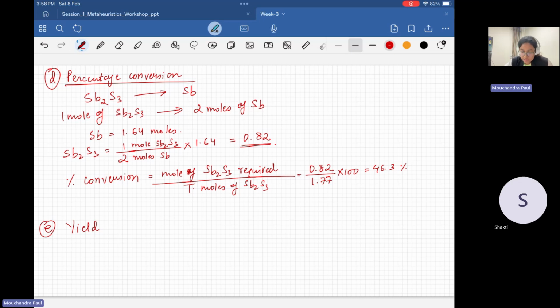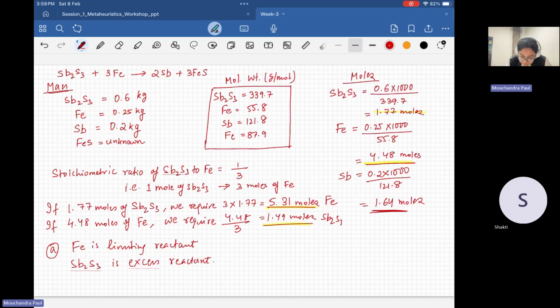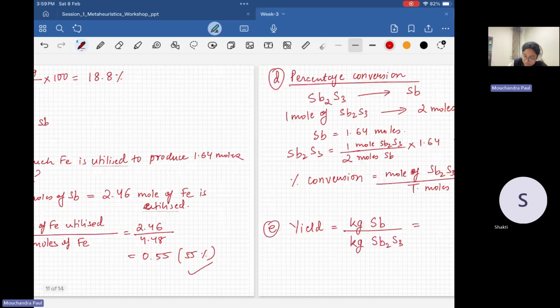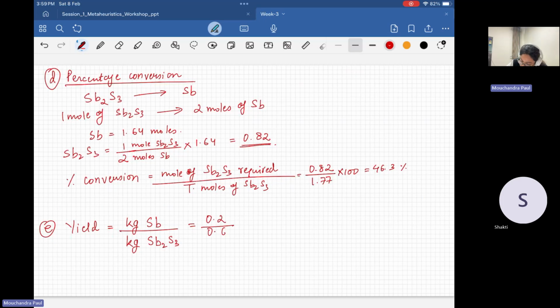So yield is expressed in the form of a ratio. It is the ratio of how much product we got. In this case, the product is Sb. So mass of Sb by how much reactant we have consumed. So for calculating yield, we are considering the limiting reactant, the mass of the limiting reactant. In the question, Sb was 0.2 kg and Sb2S3 is 0.6 kg. So it will be 0.2 by 0.6. So yield is one third, right? This is how you will calculate the yield. Any questions?